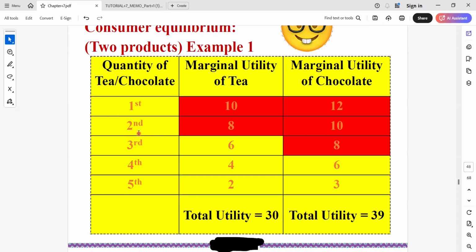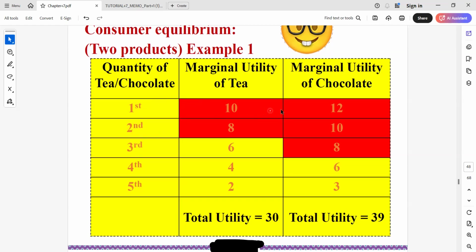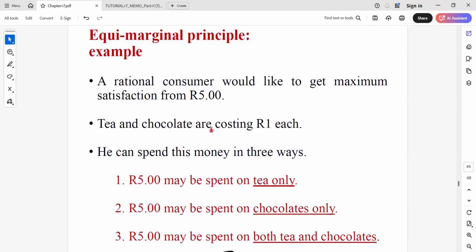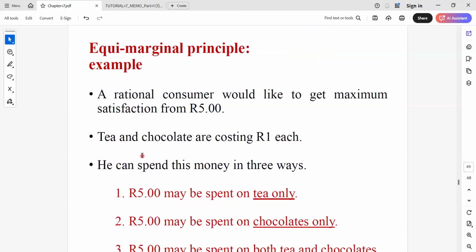Let's just look at the other one. Here we have 1 and 1. So the consumer can purchase 3 and 2. He can purchase all these combinations here, where his marginal utility is the same. But where he's going to get more value for money is if he purchases the combination here, 3 and 2. 2 tea and 3 chocolates.